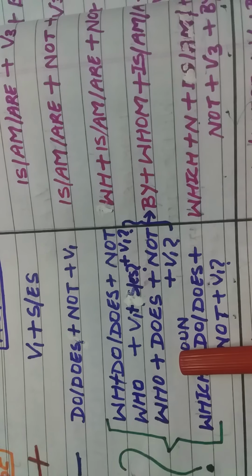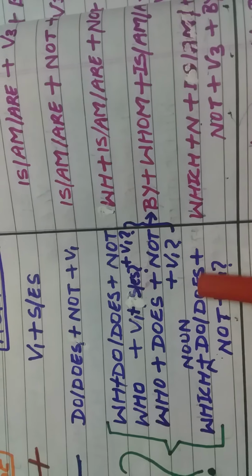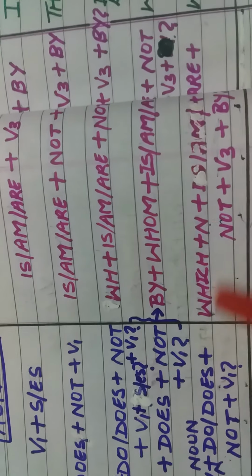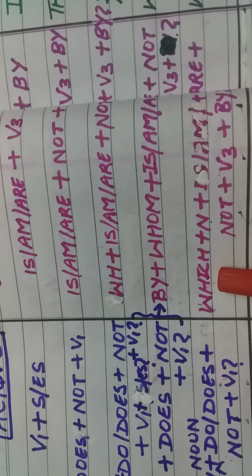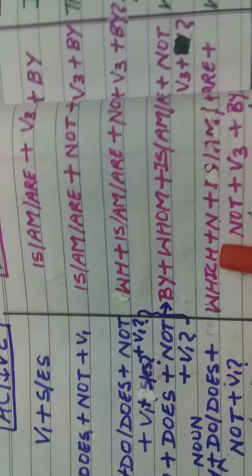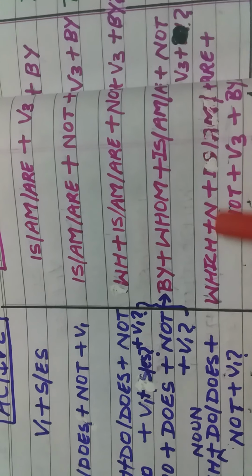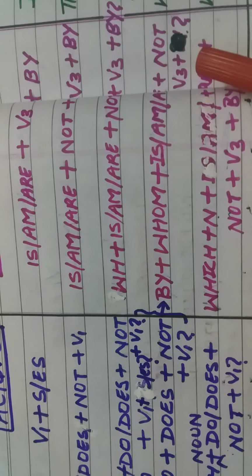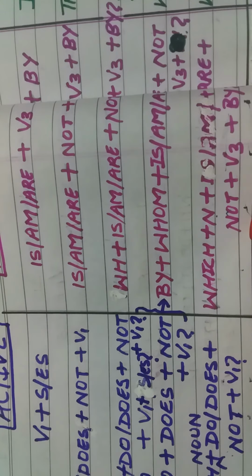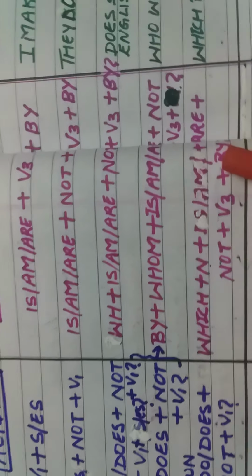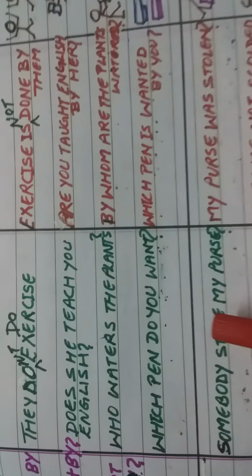Okay. The next important structure of interrogative is which. Which plus noun plus do or does according to the subject, not V1. Now let's see the passive. WH which will be at the same place along with the noun. We do not separate it. It will remain here only. Is MR according to the subject, not V3 plus by. Now let's see the example of interrogative.